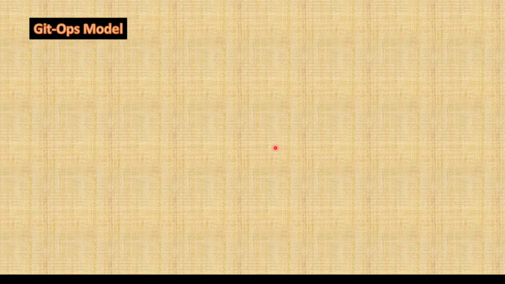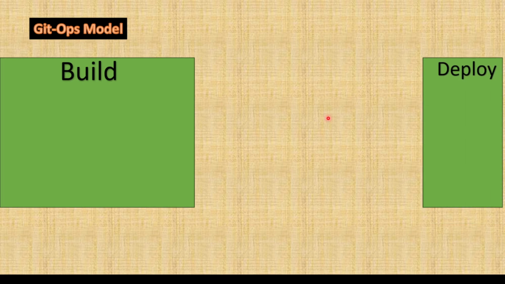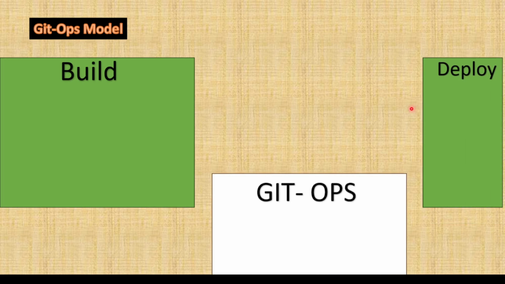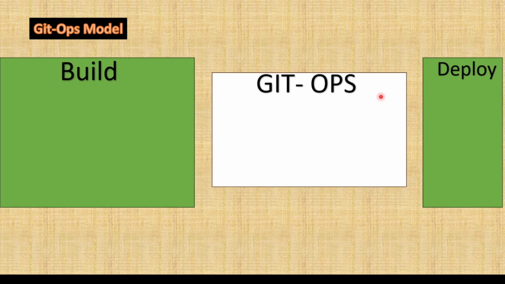So I'm going to divide this GitOps model into three sections. One is build. Your build process is going to be exactly the same as in the non-GitOps model. The GitOps model mainly works during the continuous deployment time, and then you will have your deployment server, and then we'll be having GitOps. GitOps plays a role which will pull from your build and push to the deployment.